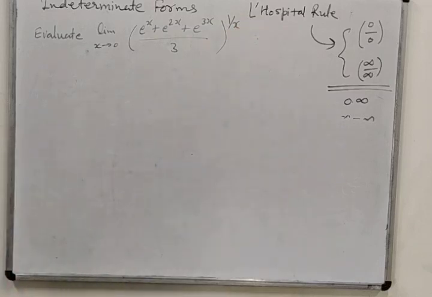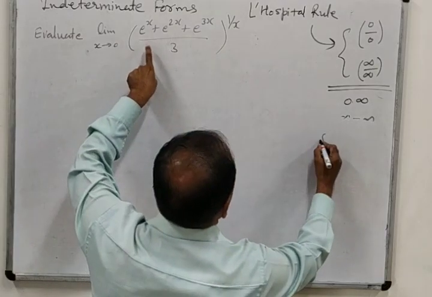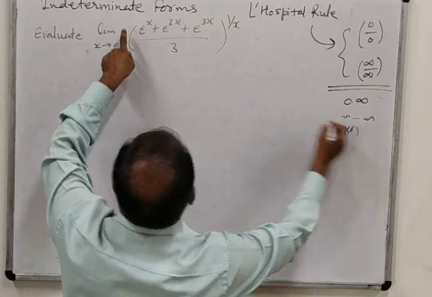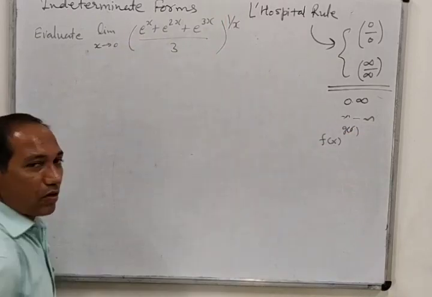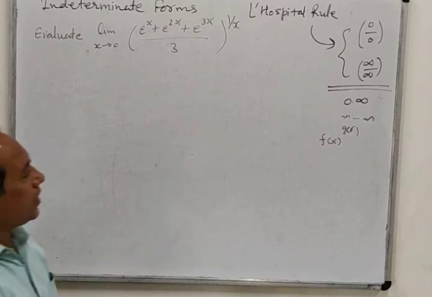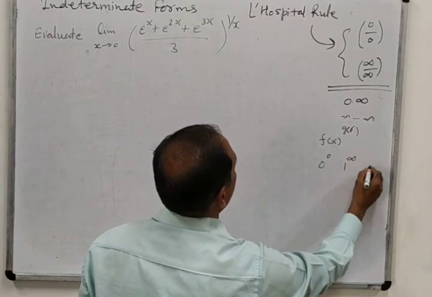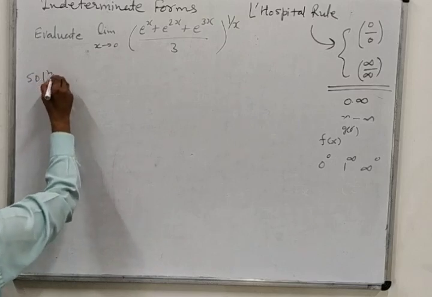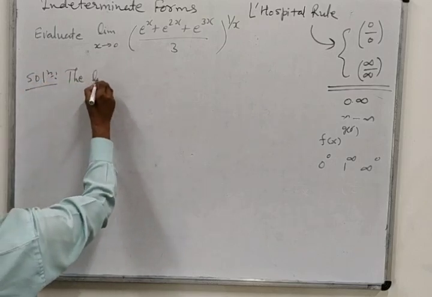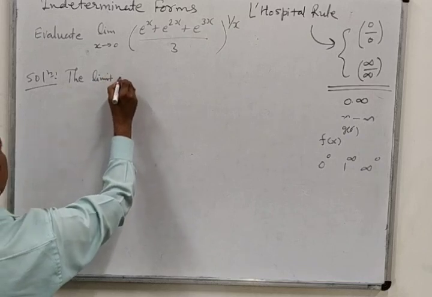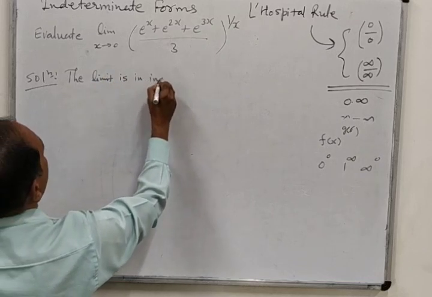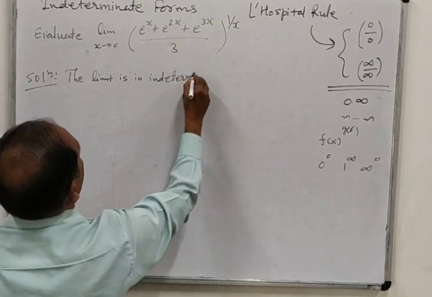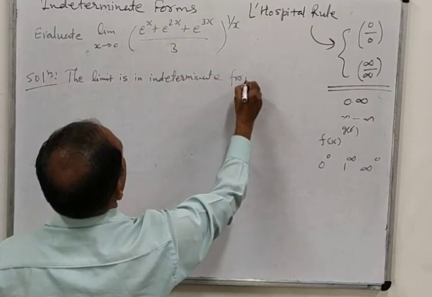So now see, you can see that this example is in the form of f of x raised to g of x, because the bracket is f of x and 1 upon x is g of x. So it may be in the form of 0 raised to 0, 1 raised to infinity, or infinity raised to 0, any one kind. Okay. So we will check which kind of form this function is, because in the solution we will have to write down in the first line that the limit is in indeterminate form. Which form, let us see.